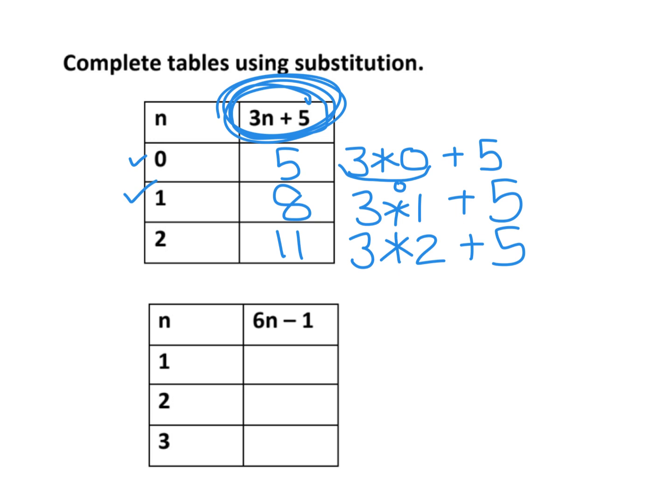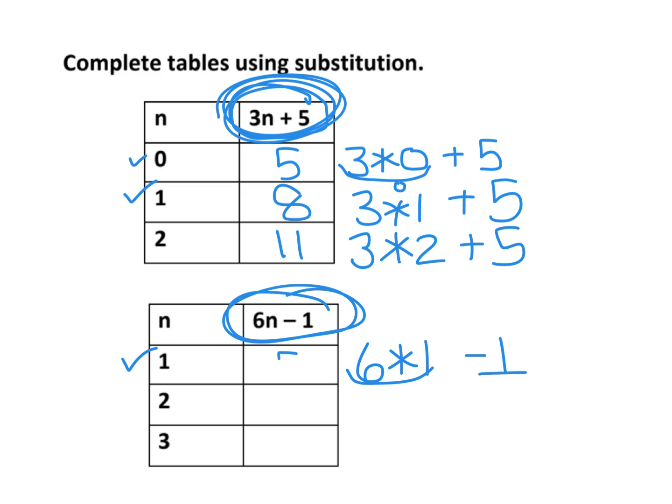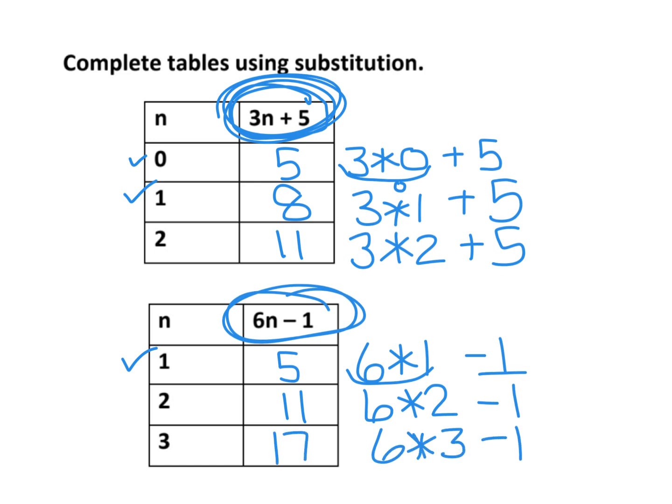Let's try this one. Our expression says to do 6 times, and in the first one I'm using a 1, and then minus 1. 6 times 1 is 6, minus 1 is 5. Now I'll repeat it with a 2. 6 times 2 is 12, minus 1 is 11. And then 6 times 3 is 18, minus 1 is 17. You can use your calculator or you can use your head.